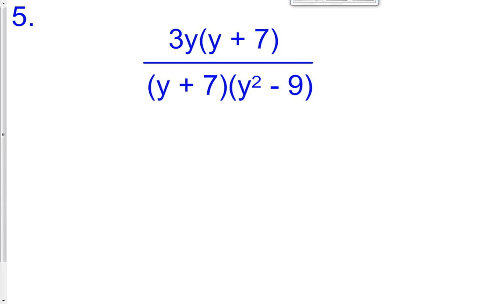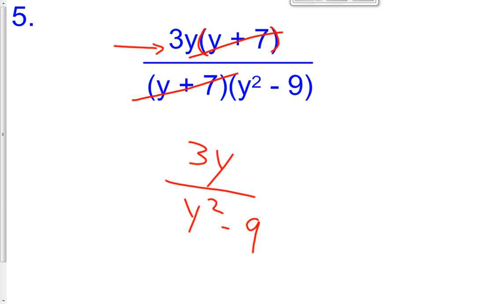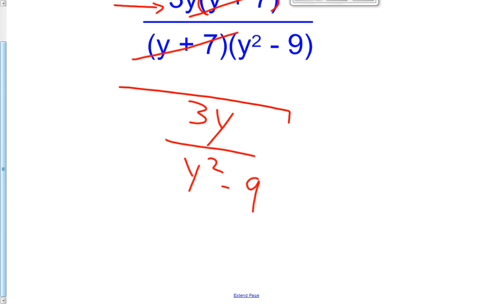Whenever we have factors, we can reduce them. So this is a factor, 3y. It can be canceled with other 3y's. Now this right here is a factor. It's y plus 7. And this y plus 7 can be reduced with other y plus 7's. So anything divided by itself is 1. So y plus 7 divided by y plus 7, that's gone. So now in the numerator, we have 3y. And then in the denominator, we have y squared minus 9. Now class, this is our answer for this one.